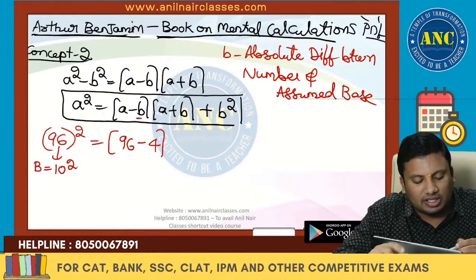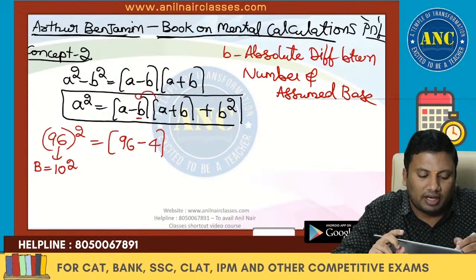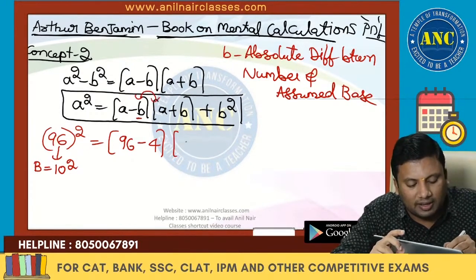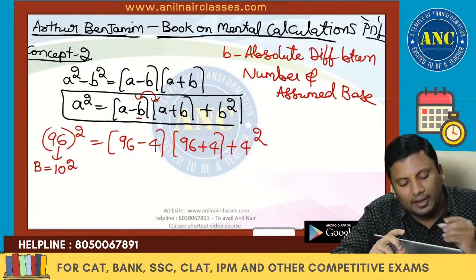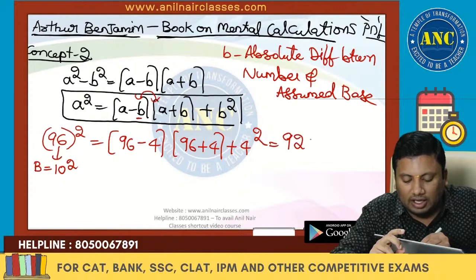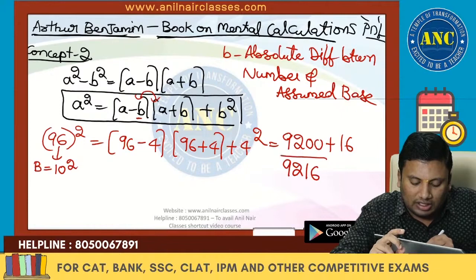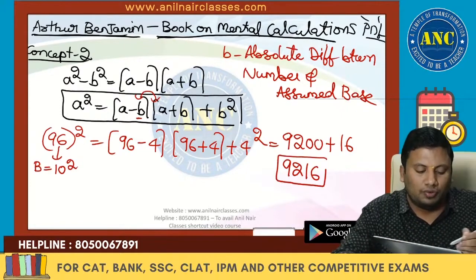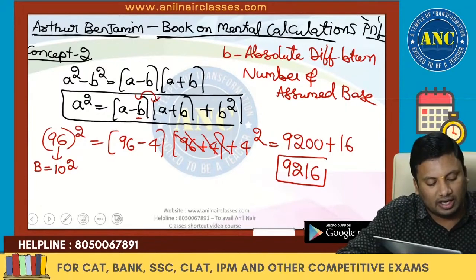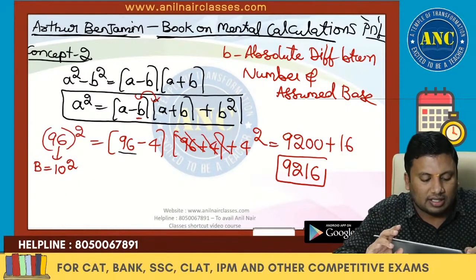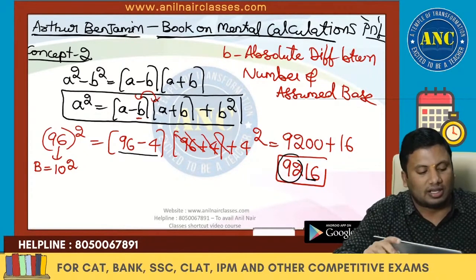Even if you take 96 minus 100 or 100 minus 96, these both will get interchanged and the answer remains the same. 96 minus 4 into 96 plus 4, plus 4 square. So the answer is 9200 plus 16, which is 9216. 96 plus 4 is 100, which has 2 zeros at the end. So directly you can write the answer as 96 minus 4, 92, then 16 plus 0 is 16.